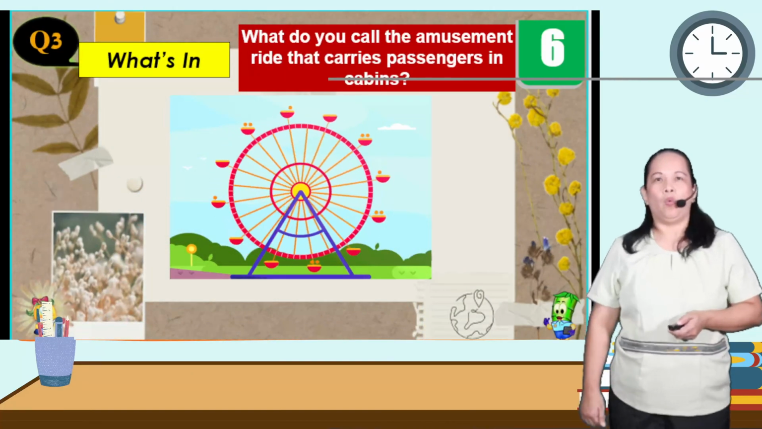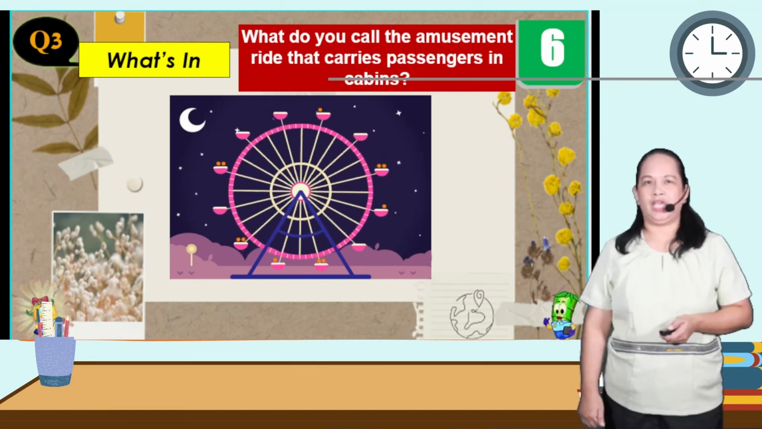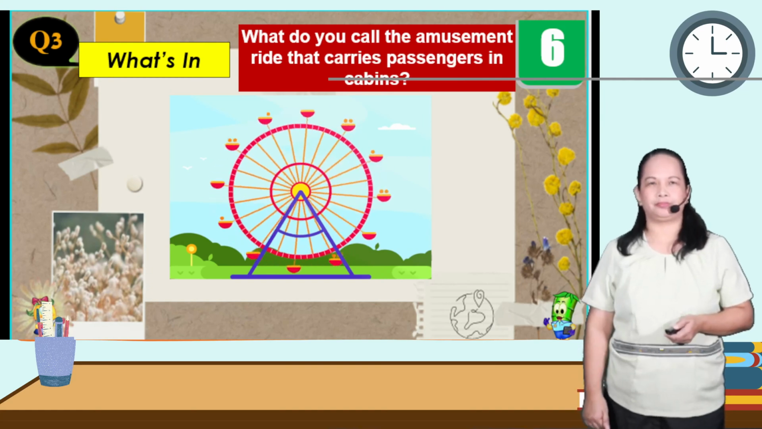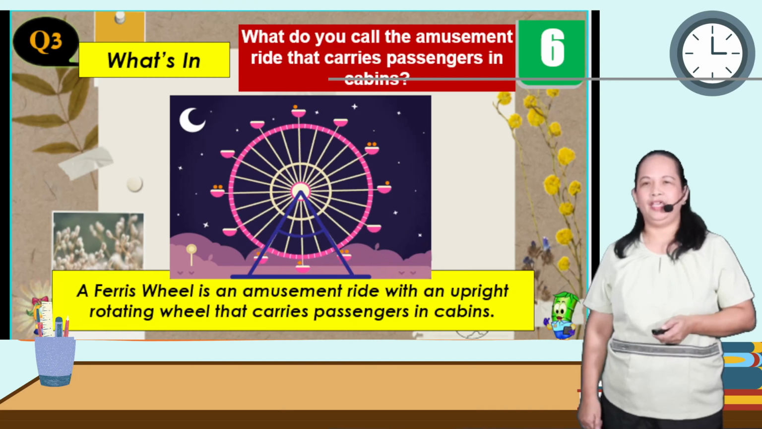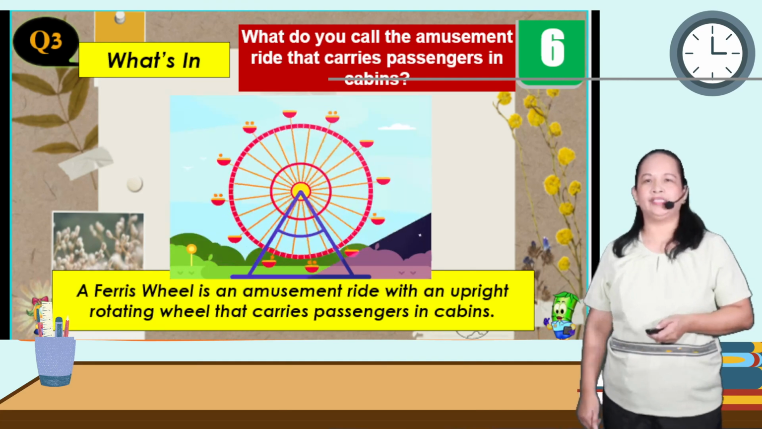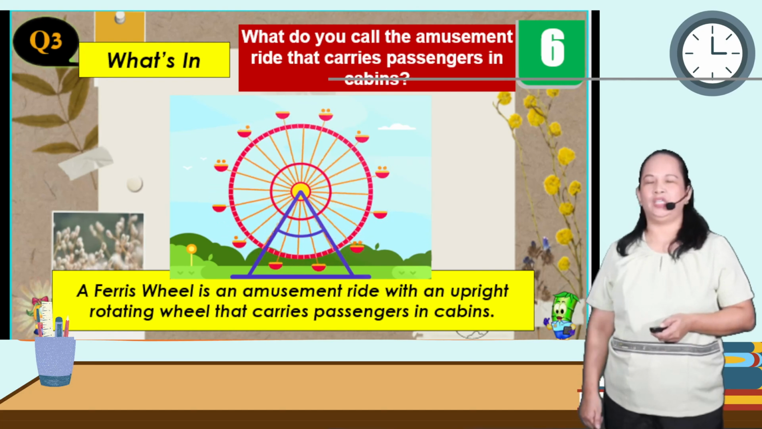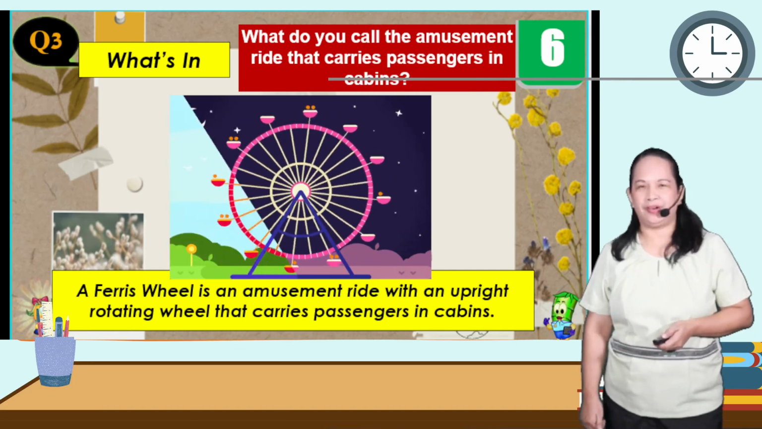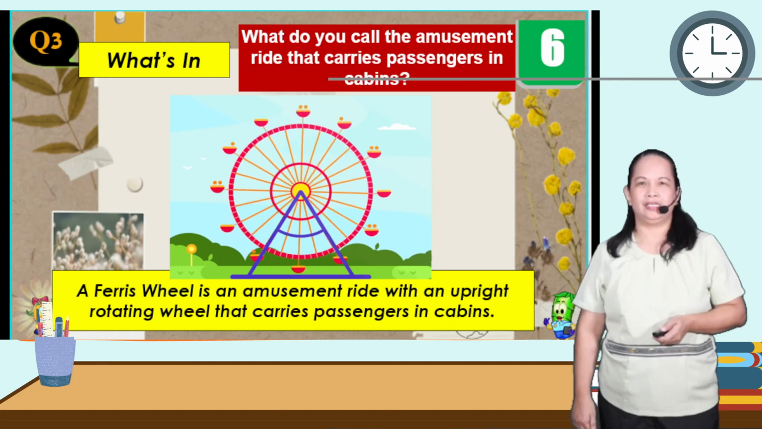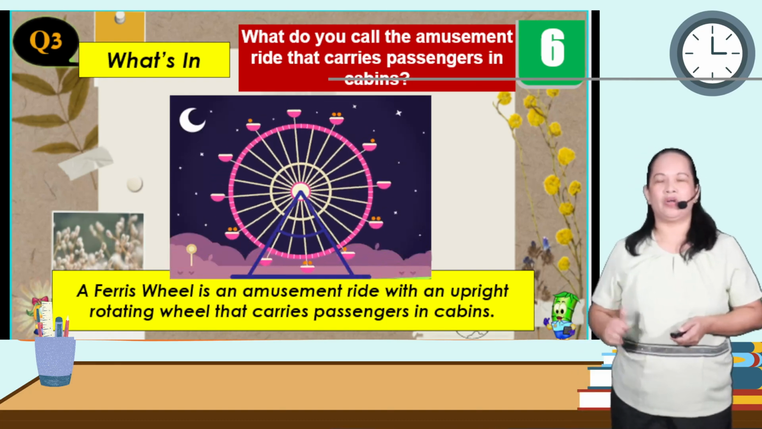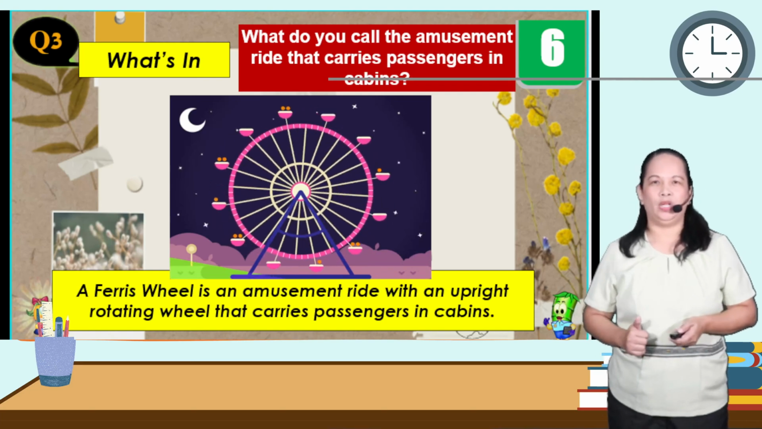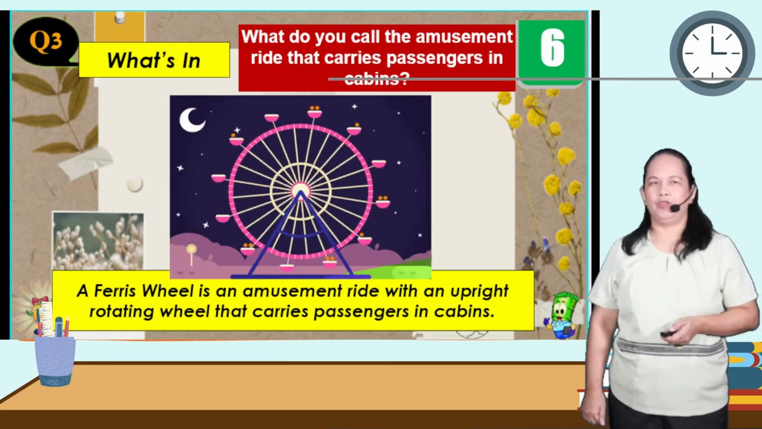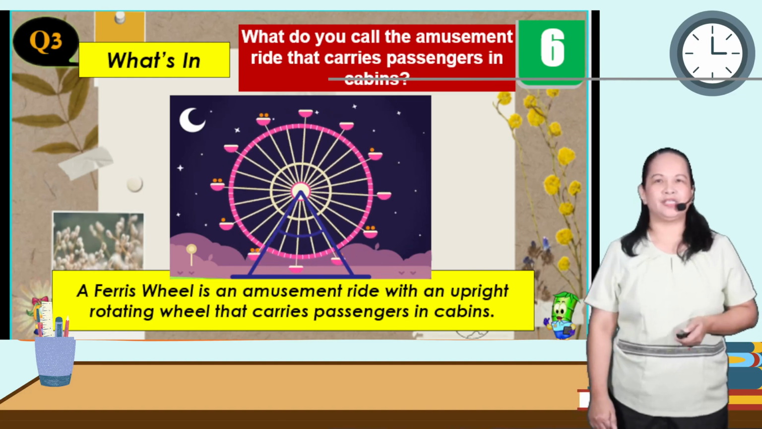Next question. What do you call the amusement ride that carries passengers in cabins? Okay, just comment your answer in the comment box. Yes, that is a Ferris wheel. A Ferris wheel is an amusement ride with an upright rotating wheel that carries passengers in cabins. Okay, grade 6 learners, have you experienced riding on the Ferris wheel? Yes, maybe some of you have experienced riding on that. So how do you feel while you were in the Ferris wheel? Well, maybe some of you feel excited and some are scary.